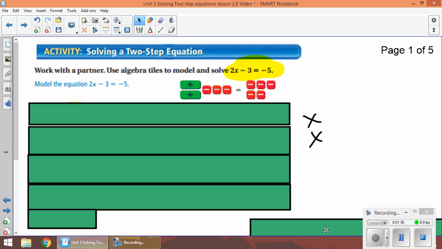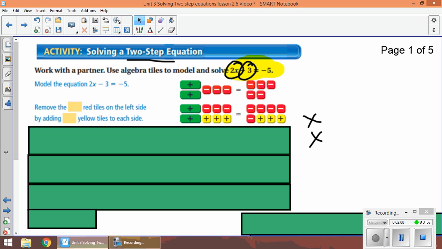If you notice, there are 2 operations in this equation. Here we have multiplication, and here we have subtraction. We're subtracting 3. So it's called two-step because there are 2 operations to undo.